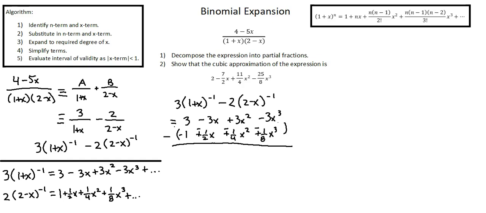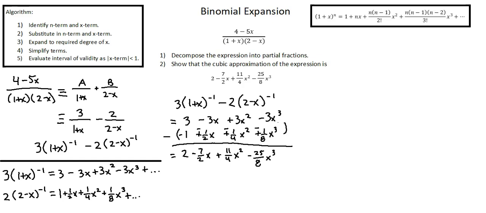So in combining our terms, 3 minus 1 is 2. Negative 3 minus 1/2 is minus 7/2 x. 3 minus 1/4 is plus 11/4 x squared. And negative 3 minus 1/8 is minus 25/8 x to the power of 3. Now notice that in our combined expansion, we do equate to the approximation given in requirement number 2.